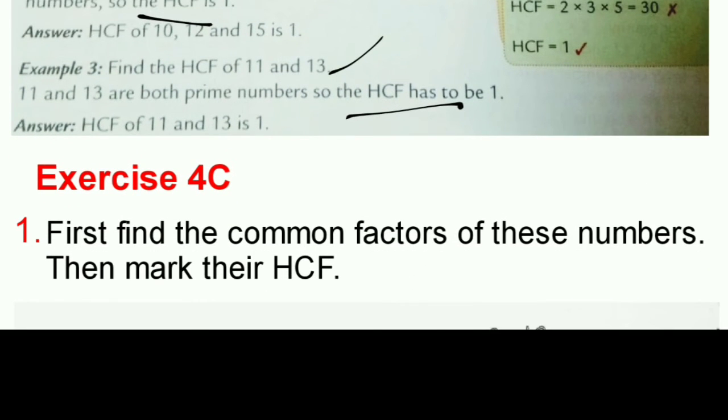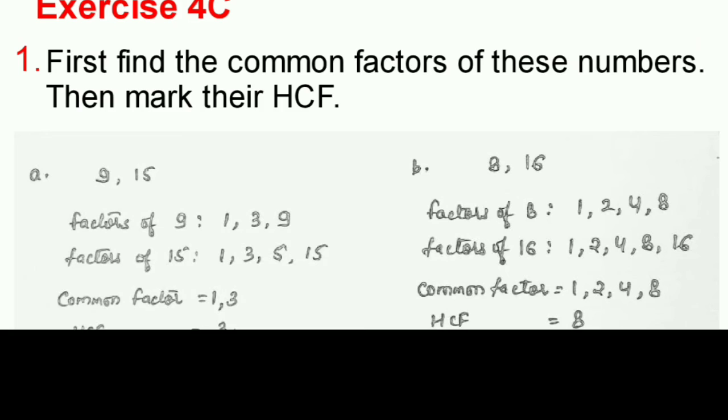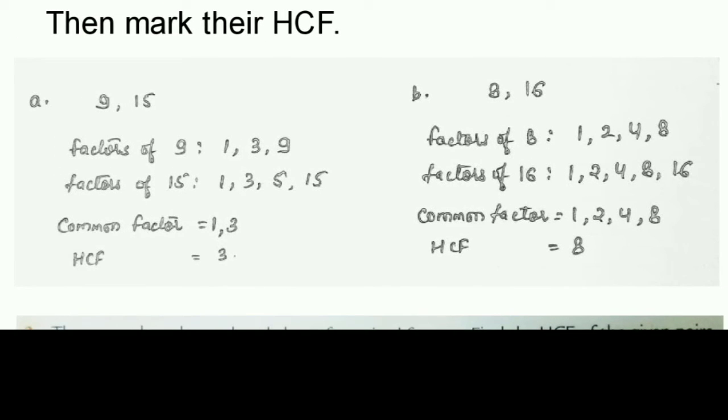Exercise 4C. In this one, first question. First find the common factors of these numbers, then mark their HCF. Just now we have done that question, the same thing we will do here. 9 and 15. The factors of 9 are 1, 3 and 9, and the factors of 15 are 1, 3, 5 and 15. So in this one, what are the common factors? 1 and 3 are the common factors, and the HCF, meaning highest common factor, is 3.